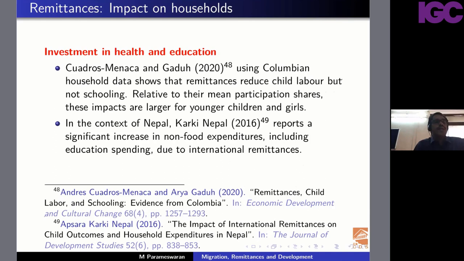Similarly, the Colombian case also shows that remittances reduced child labor but not schooling. And in the case of Nepal, it also says that remittances increased non-food expenditure, including education spending. But this study also reports that they are not finding any impact on educational outcomes. This is also related to the characteristics of migration. In some cases, if mothers are migrating or both parents are migrating, then we may be spending more on education, but the education outcome may not be there.